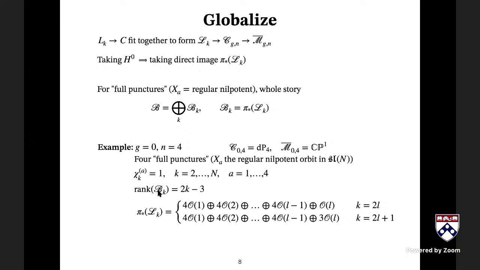The rank of this graded piece of this vector bundle of Hitchin bases is 2k minus 3, but we know more than that. Every vector bundle over the Riemann sphere splits as a direct sum of line bundles, and this vector bundle B_k splits as follows, depending on whether k is even or odd. It splits as a direct sum of line bundles of varying degrees from 1 on up to L, where k is 2L or 2L plus 1, as the case may be, with these precise multiplicities.